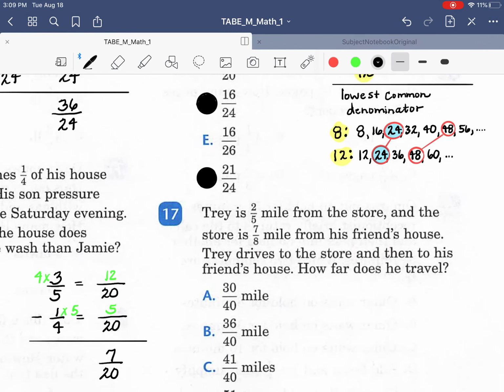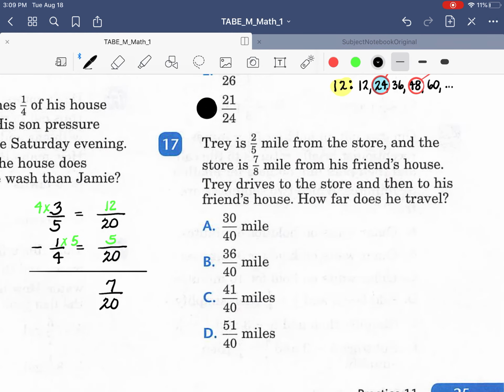And finally, we're almost there. It's a good thing because my iPad is almost dead. It's down to 11%. Trey is 2/5 a mile from the store, and the store is 7/8 mile from his friend's house. Trey drives to the store and then to his friend's house. How far does he travel?